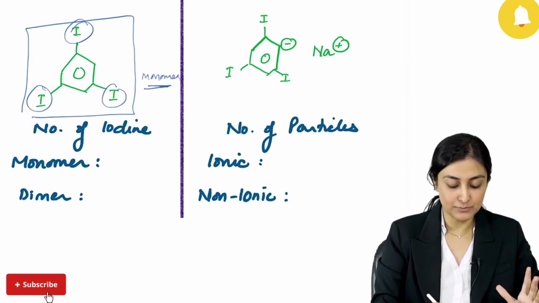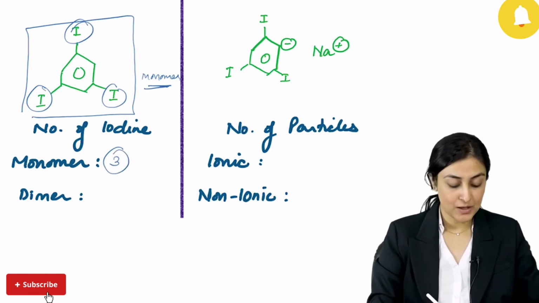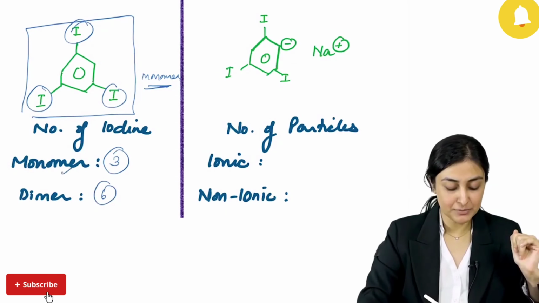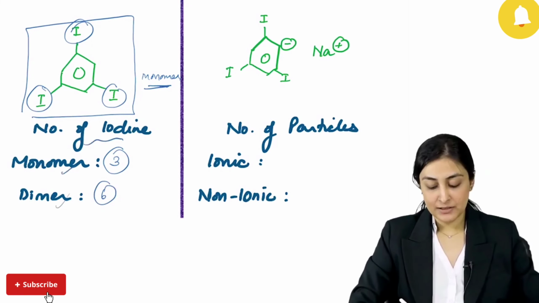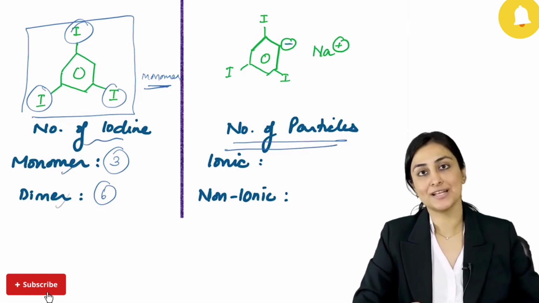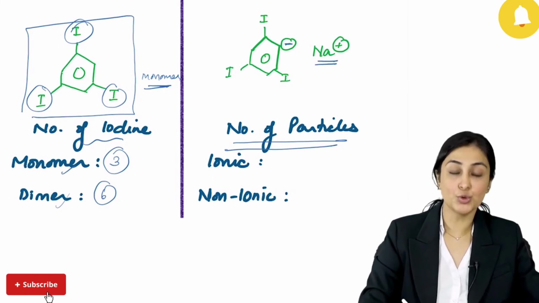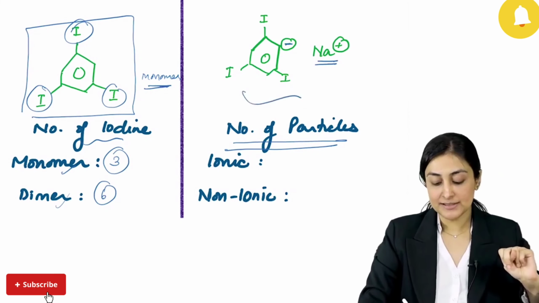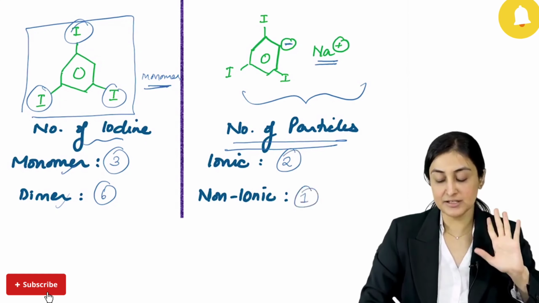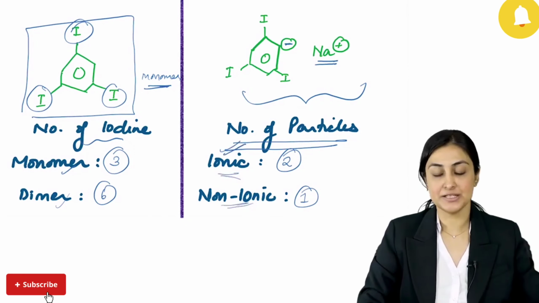If I ask you that one monomer has 3 iodines, if there were a dimer of this, how many iodines would be there? Quite simple, there will be 6 iodines. So whether a compound is a monomer or dimer will determine the number of iodines. The number of particles will depend on whether it's ionic or non-ionic. Anytime the iodinated contrast media is ionic, it will have one ion and a sodium particle attached. So in total, there are 2 particles in an ionic media, whereas in a non-ionic media, there's just the single functional unit. So the number of particles is decided by ionic and non-ionic media. Do you agree?